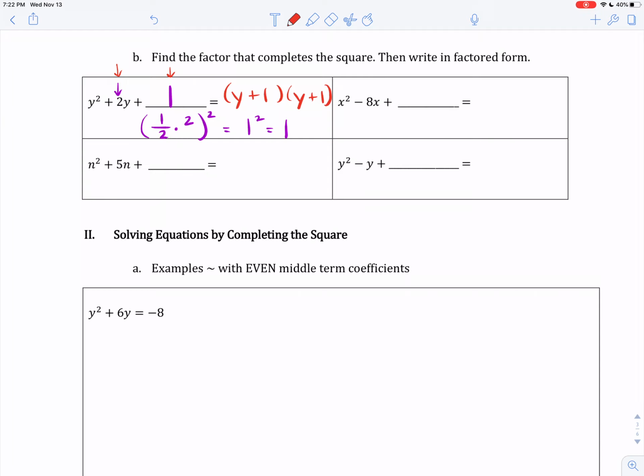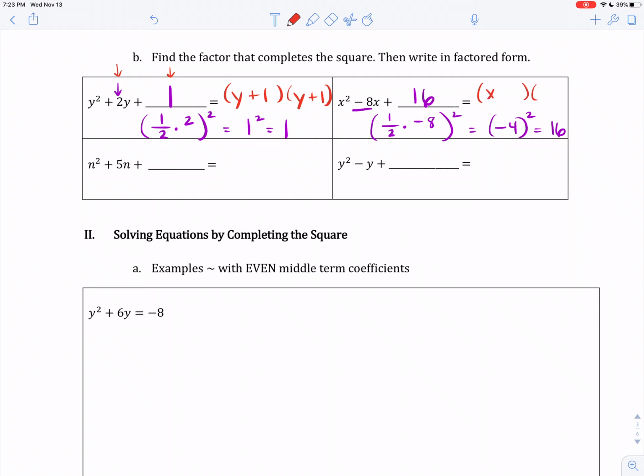Now make sure when you're taking half of the b term, that middle term, that you do include the sign. So like here, the middle term is negative 8. So I would take 1/2 of negative 8, and I would square it. That means I'm taking negative 4 squared, which is 16. So I would need to add 16 here to create the perfect square. And then notice when I factor this, it will be a perfect square.